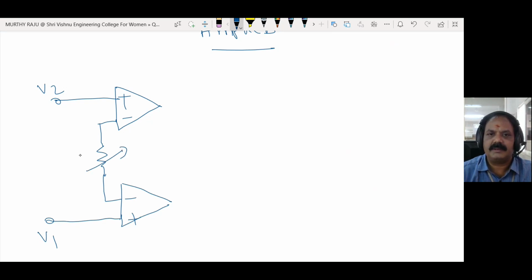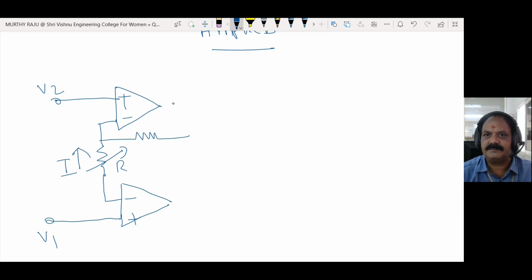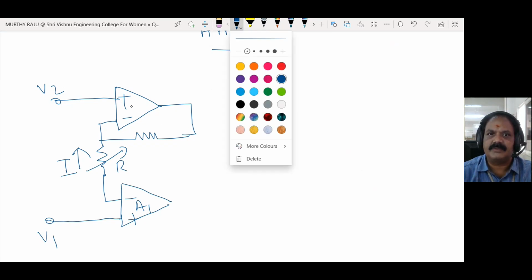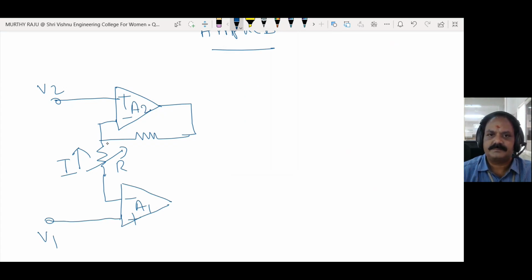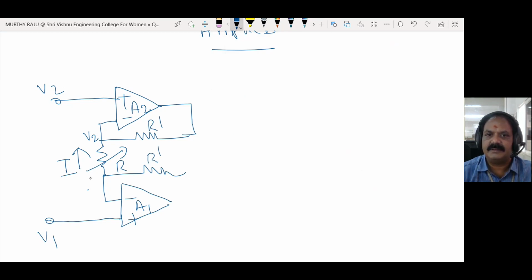This one is a potentiometer. The current flows from low to high, that is I. This value is R. This value is R. This one is some feedback resistance. This one is amplifier A1. Amplifier A2. This one is B2, here some resistance RF2. Here we use R, here also we use R, this one is B1.